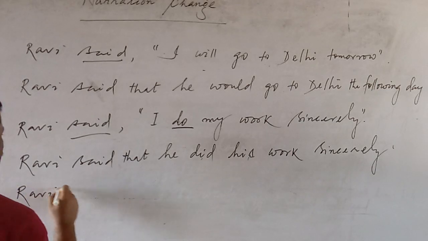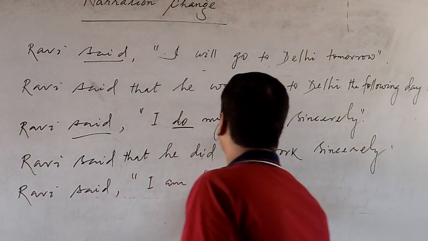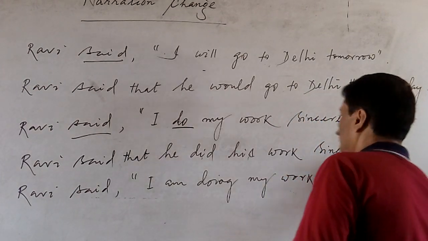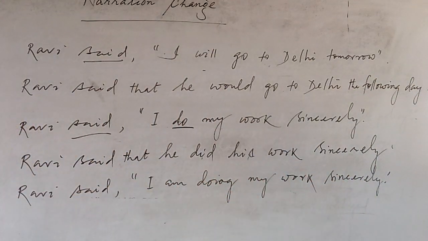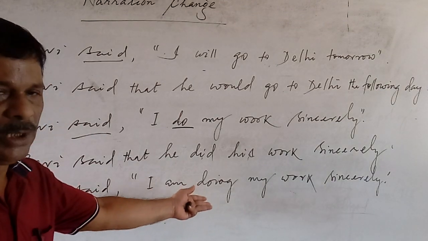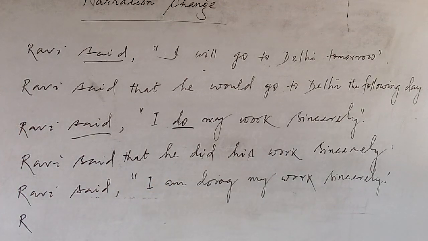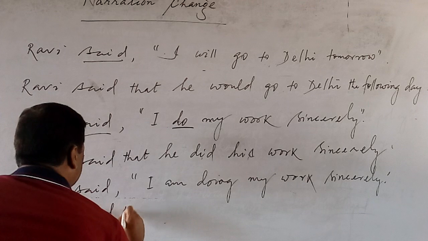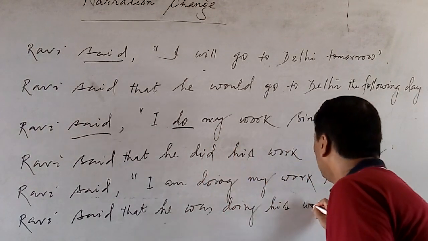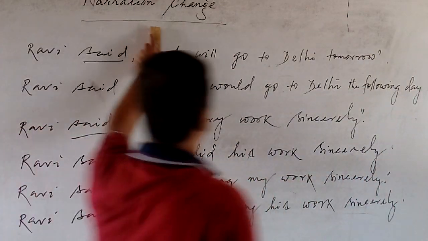Then, Rabi said, I am doing my work sincerely. Clear? Same here. The verb is in present progressive, and this sentence is also not a universal truth or general truth or scientific truth. It will change into the corresponding past tense. Present progressive will change into past progressive. Rabi said that he was doing his work sincerely. Here, so let me give you another example.